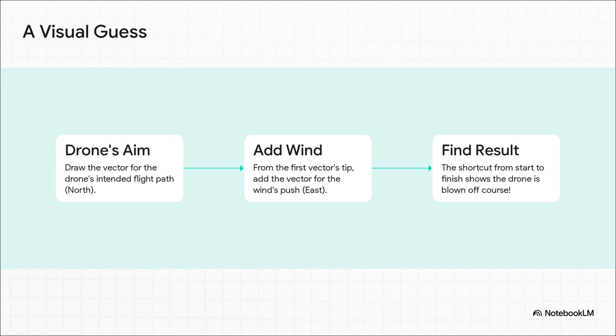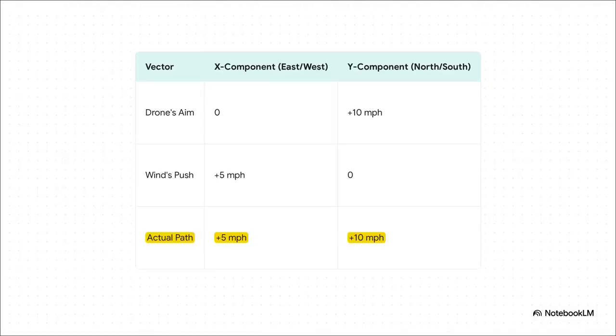First, we draw an arrow pointing straight north. That's our drone, trying its best to fly to the target. Now, using that tip-to-tail method, we tack on the wind vector, pushing it off to the east. So when we draw our final shortcut arrow from our starting point to our final endpoint, what do we see? Yep, it's obvious. The drone is blown way off course, ending up somewhere to the northeast of where we actually aimed.